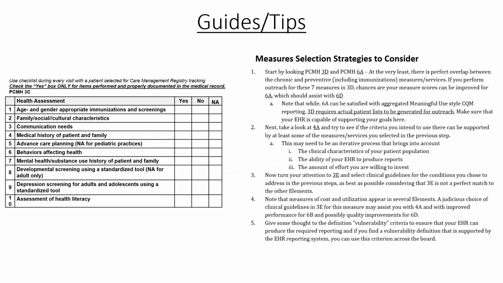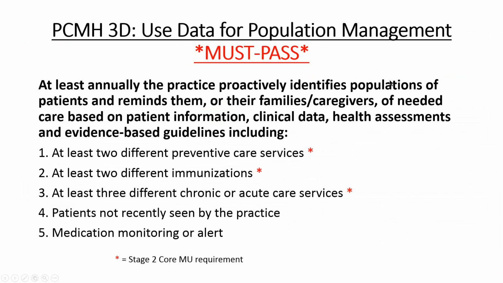So that's just something that you could read through and see where these different elements come together, and where showing that these aren't just, again, individual factors and elements that stand alone, that they all come together to create this care for the patient and this flow for the office all together. So element 3D, the use of data for population management, obviously, as you can see, the must-pass element for this standard. And this is your proactive reminders.